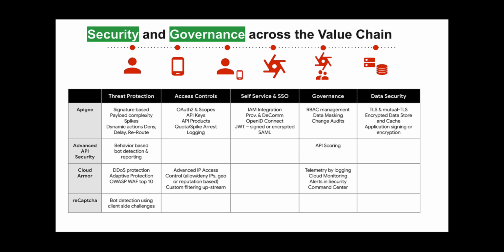This slide provides a more detailed view of how Apigee addresses security and governance across the API value chain. It highlights different areas like threat protection with built-in policies, and advanced API security. We have a session coming on that a little bit later. That's about AI and ML controls of API traffic, super interesting. Cloud Armor and reCAPTCHA. Access controls for OAuth, API keys, API products, self-service, single sign-on, governance, role-based access control, data masking, and data security with TLS or mTLS encryption.